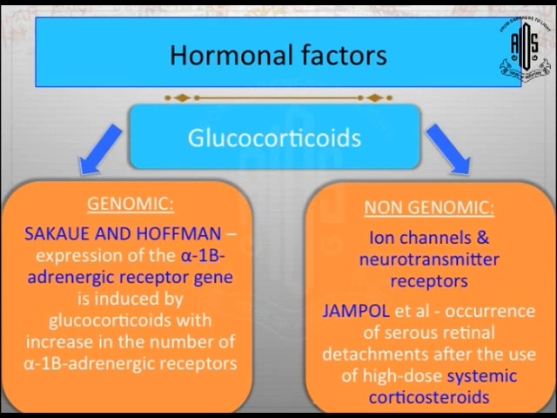Genomic effects definitely have an effect on the expression of the alpha-1 beta adrenergic receptor genes, which further helps in the increase in the number of receptors of the alpha-1 beta adrenergic receptor. And the non-genomic effects basically have ion channels and neurotransmitter receptors as a mechanism. And this, Zhang et al. supported with a high dose of systemic steroid. They noted some serious retinal detachments.